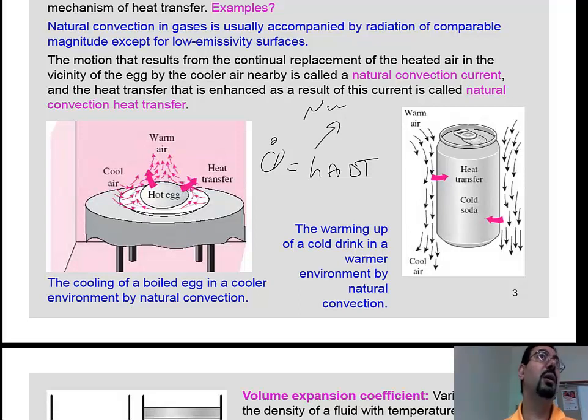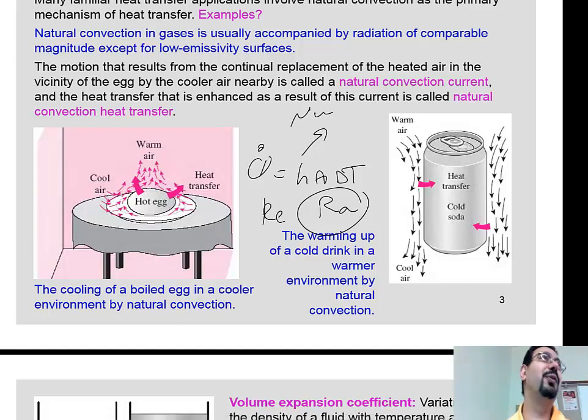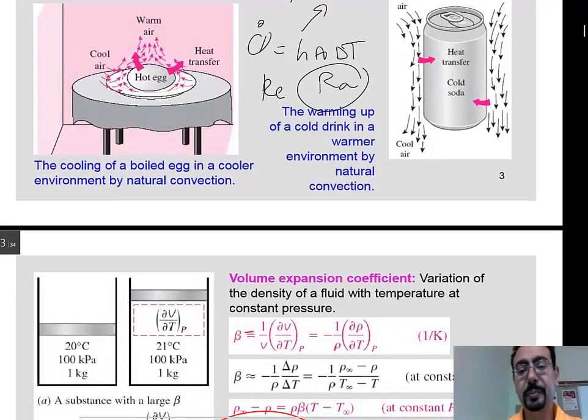So expect a new number. That number will be called the Rayleigh number. So RA, not RE. RE is Reynolds. This time it's RA. That's the Rayleigh number. So we will just have a bunch of equations for different configurations, and each one of them will tell us the Nusselt number is a function of the Rayleigh number to power whatever, multiplied by a coefficient whatever. And you get the Nusselt number, from it you get the H, and you say Q is HA delta T. Right? That is the deal today.